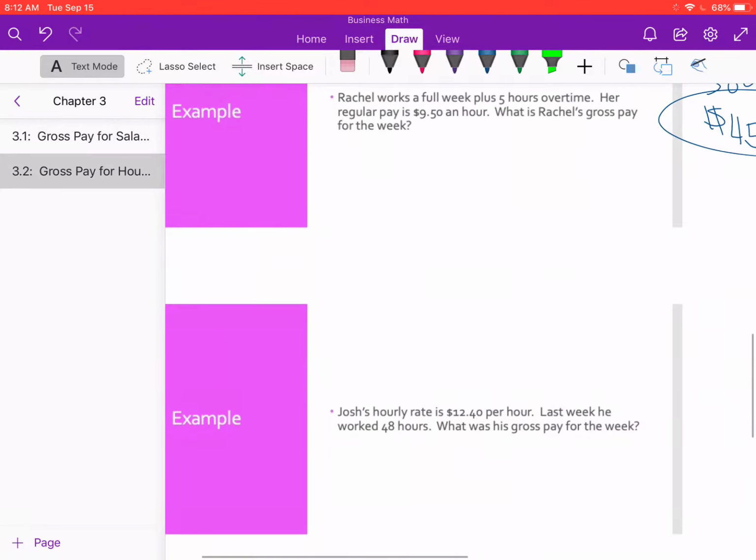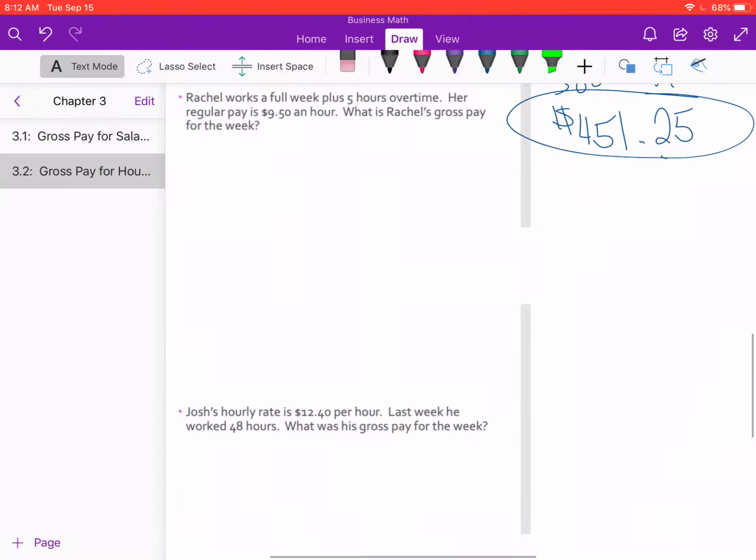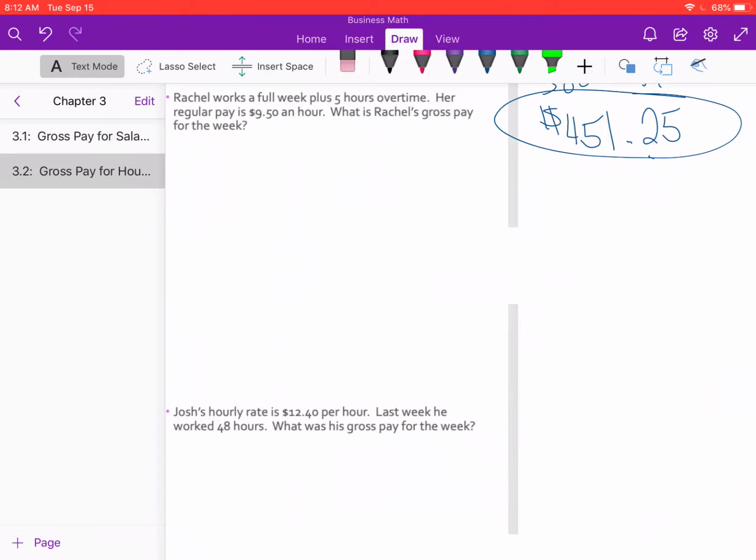And one more example. Josh's hourly rate is $12.40 an hour. Last week he worked 48 hours. What was his gross pay for the week? So we're going to assume that Josh's employer counts a normal work week as 40 hours. So he worked 40 hours at $12.40 an hour. Plus, so he had 8 hours of overtime, because 48 total, so 8 hours times 1.5 times his hourly rate, $12.40. And then we can go to our calculators and figure that out.